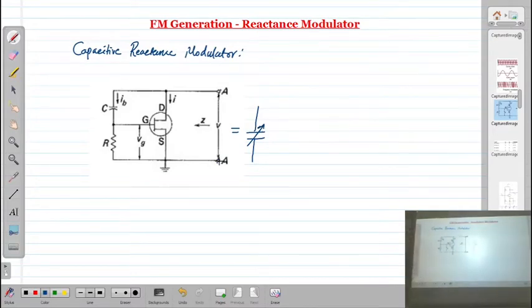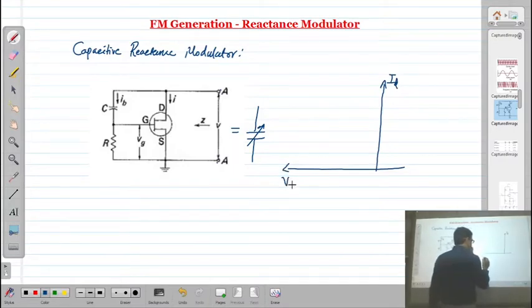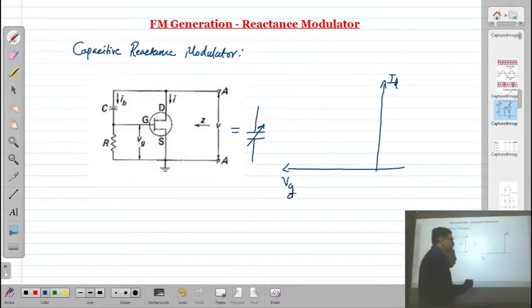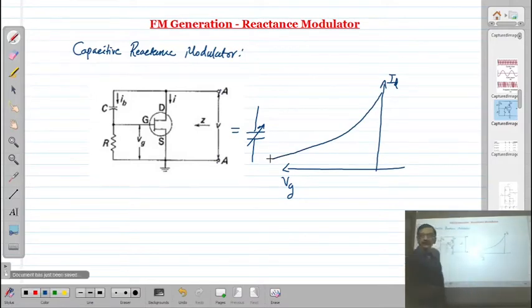Now if you look at the characteristics of a field effect transistor, the characteristics is like this, that is the drain current and the gate to source voltage. So as the gate voltage is increasing, we know that the drain current goes on decreasing.